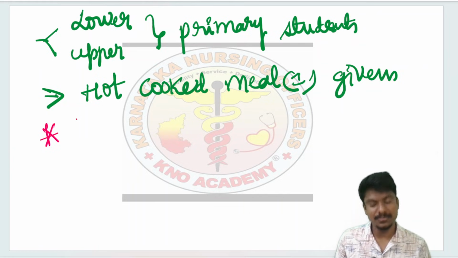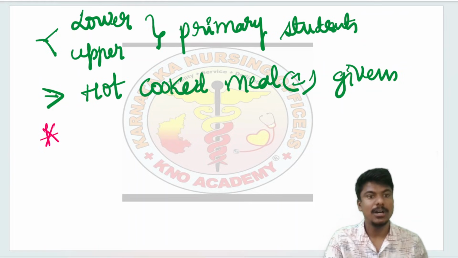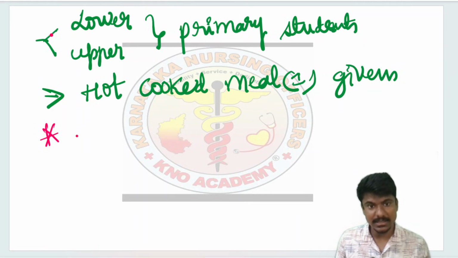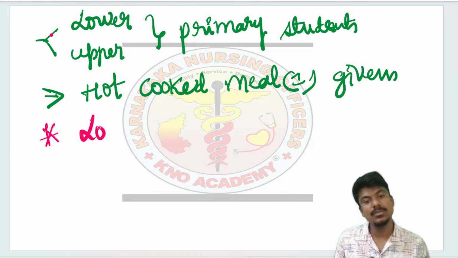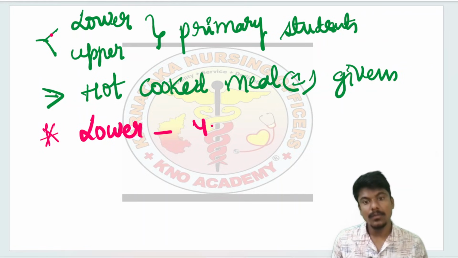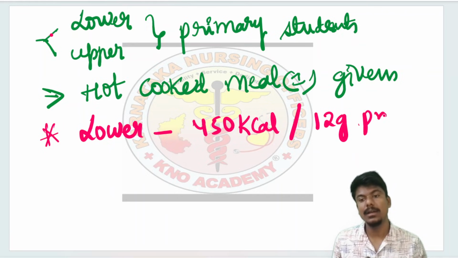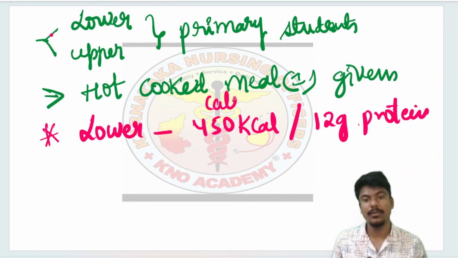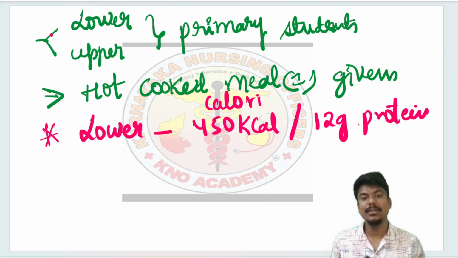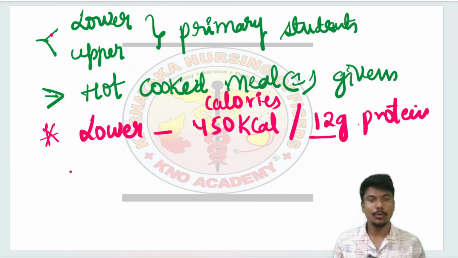From this program, how many calories do they give? We should focus on calories. For lower primary school children, they will give 450 kilocalories and 12 gram protein.